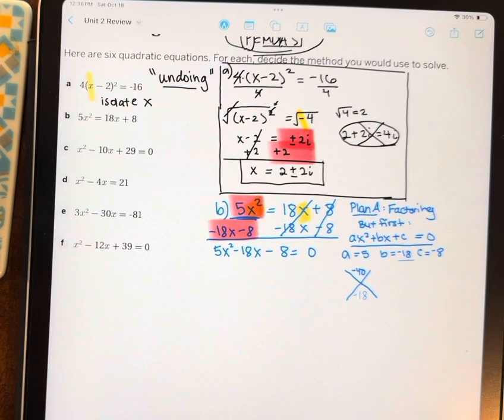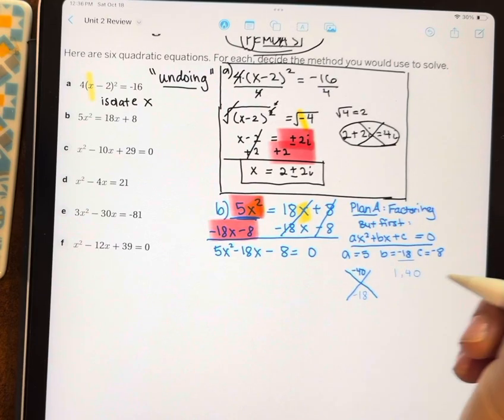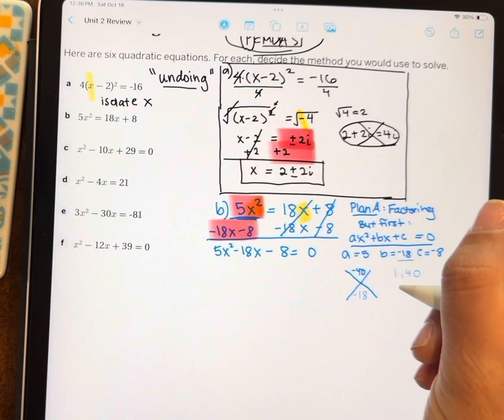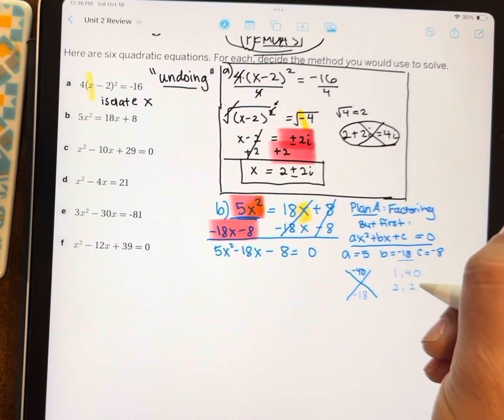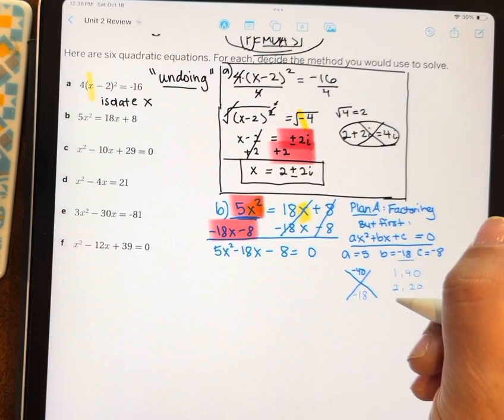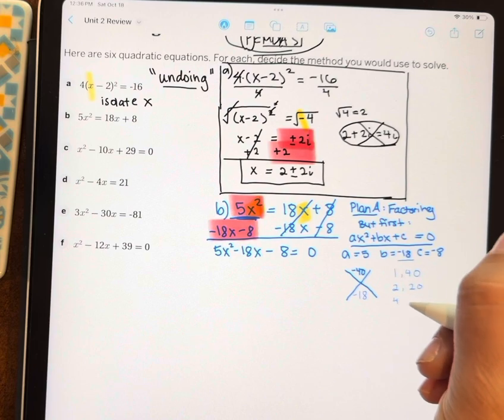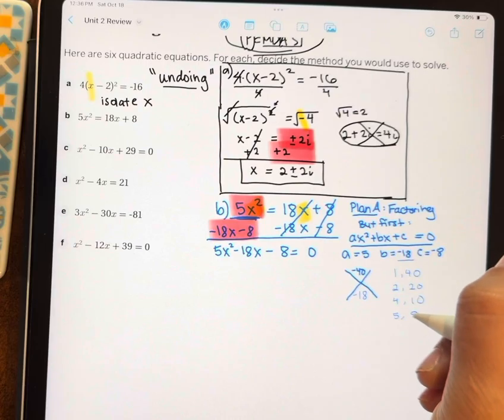I just do 1 and 40, just 40. Divide 40, we got 1. Divide 40 by 2 on your calculator if you need. You'll see that 2 times 20 is 40. Divide 40 by 3 on your calculator. You'll see that doesn't work because it's a decimal. Then divide by 4, you'll get 10. Then divide by 5, you'll get 8.